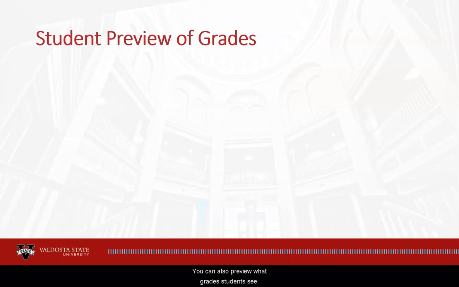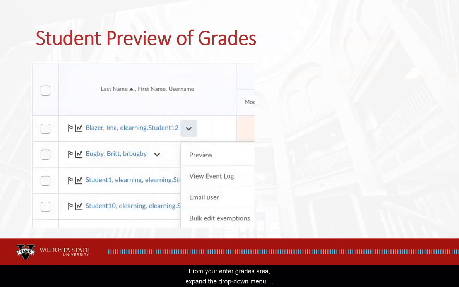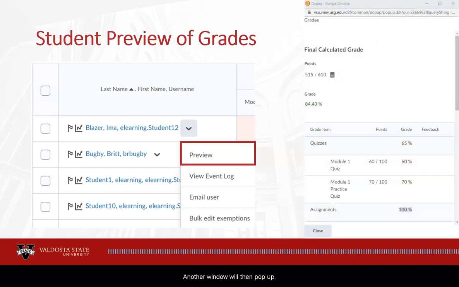You can also preview what grades students see. From your Enter Grades area, expand the drop-down menu next to a student's name. Choose Preview. Another window will then pop up. If you've released the student's final grade, you will see it at the top of the pop-up window.